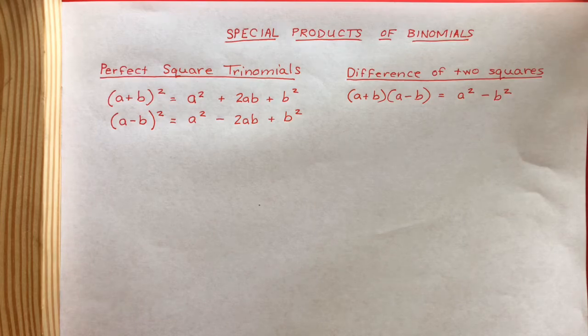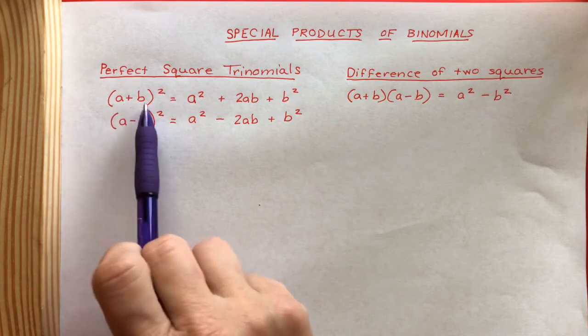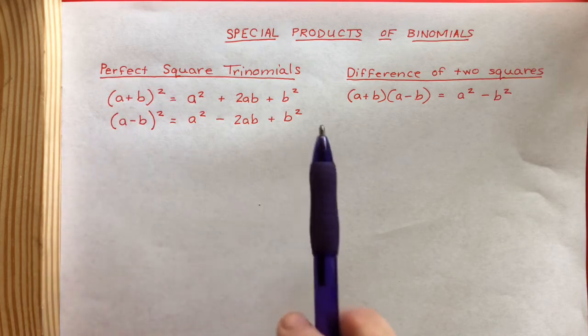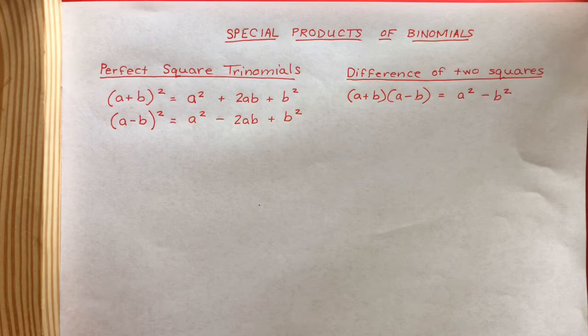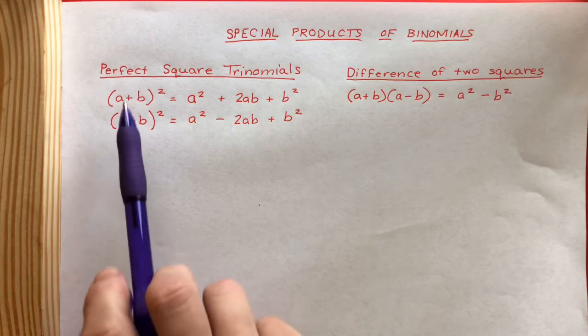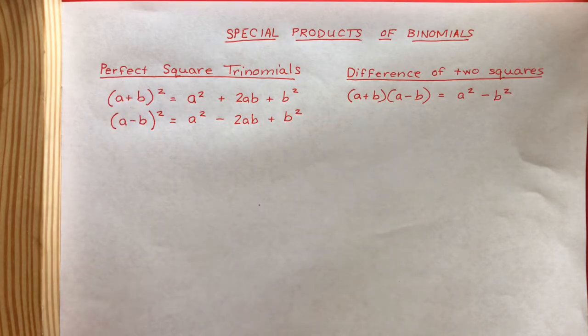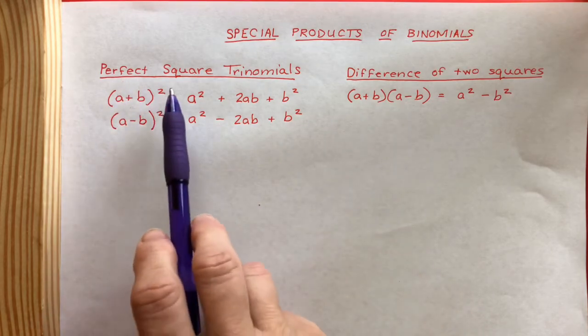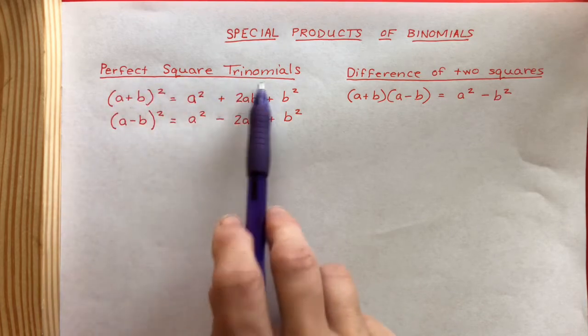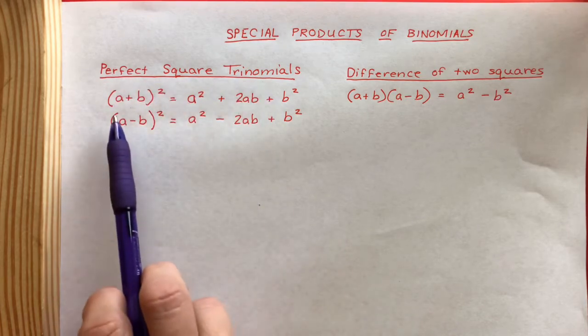You already know how to multiply binomials. Now, we have some binomials that we call the special products of binomials. So we're going to learn 3 different formulas. 2 of the formulas are what we call perfect square trinomials, and you can write these down.